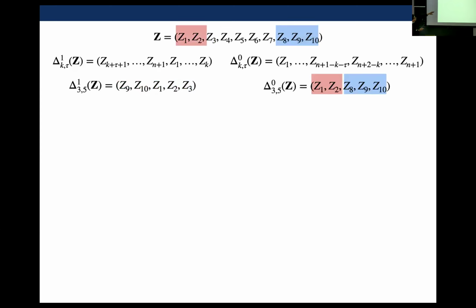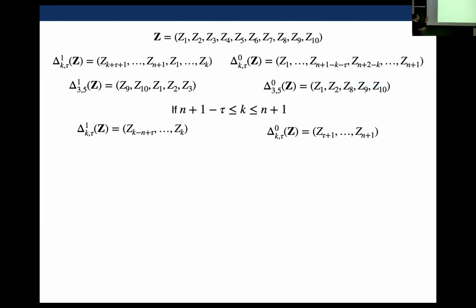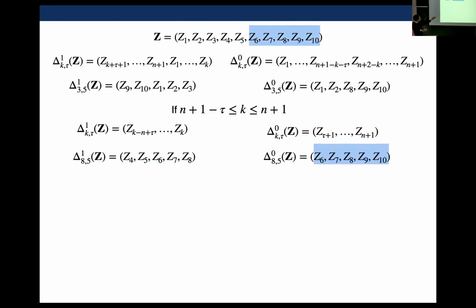Okay. So that's it. Now, if k and tau are in a slightly different regime, I can't really split by tau, so I have to keep contiguous subsequences. That's just a corner case. The only thing to really remember is that delta 1 always has last entry zk, delta 1k, and delta 0k has always last entry zn plus 1. That's how we've defined it with all this staggering.